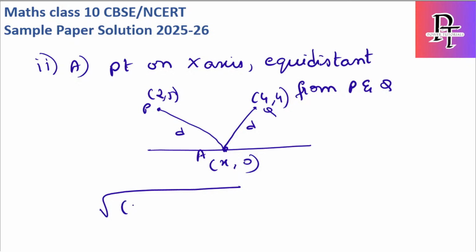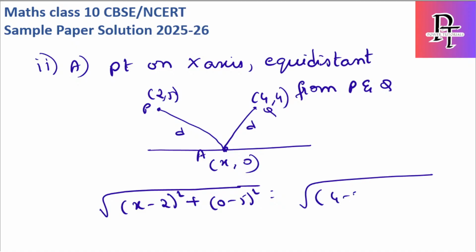So root of (x minus x1) whole square, which is (x minus 2) whole square plus (0 minus 5) whole square, is equal to the second distance, which is (4 minus x) whole square plus (4 minus 0) whole square. So let's cancel the square on both sides.